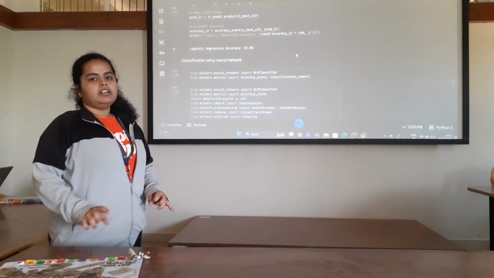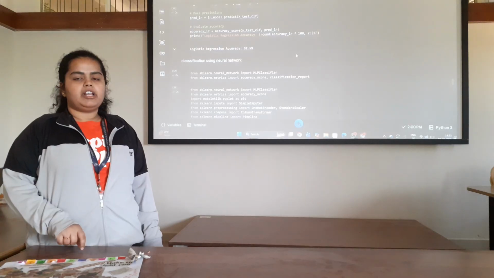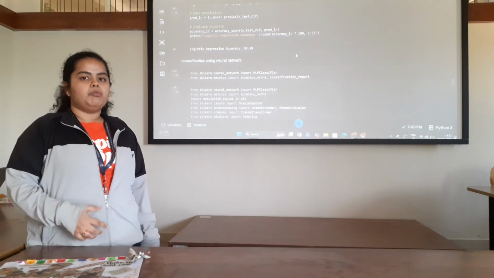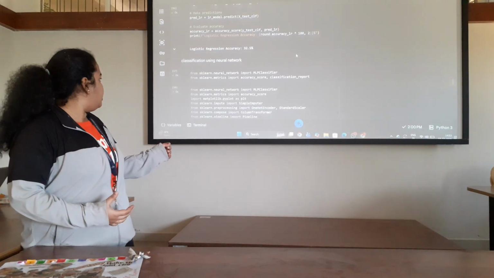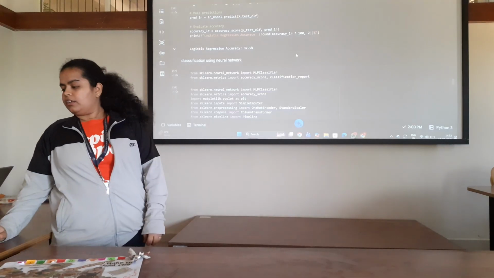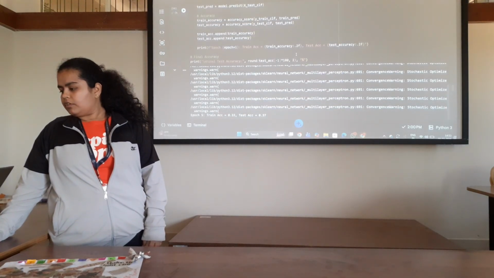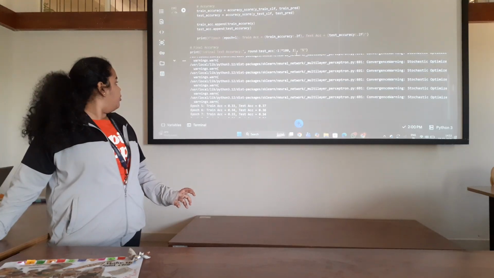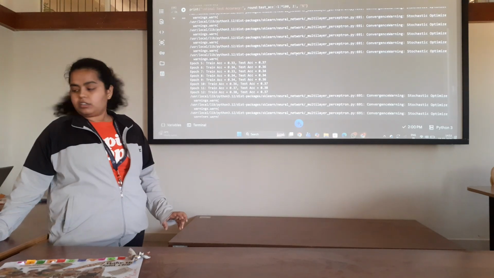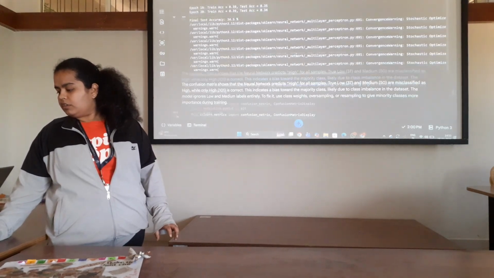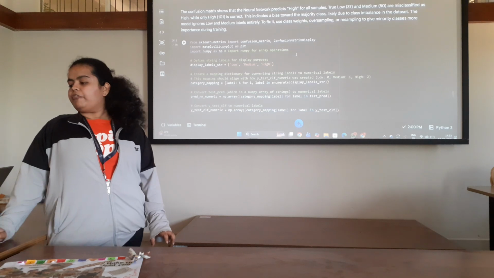So after considering all the models, we can see the neural network has the highest accuracy. So we are training the neural network for the classification. After training the model, we will get the confusion matrix.